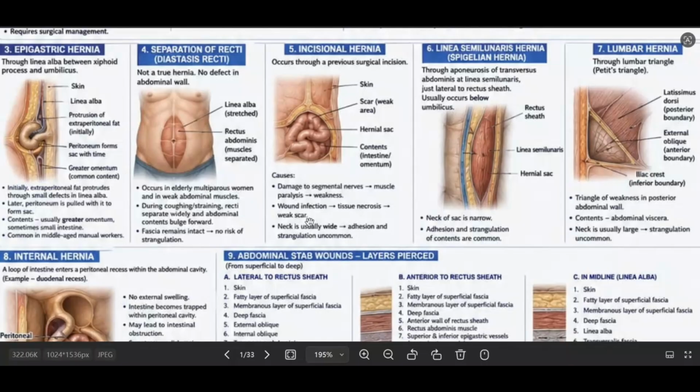Now what are the features with which the patient is going to present? The neck is usually wide here, so there is no chance of strangulation, and there is no chance of adhesion here. Okay, so those were the clinical features of the incisional hernia.